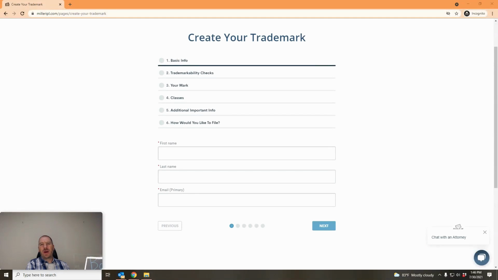So the first step to Snap Trademark is to fill in some basic information about yourself. It should be pretty straightforward. You can see here, you're going to put in your first name and your last name. This would be whoever the applicant is, whoever's going to be the owner of the trademark. So if you're filling it out on somebody else's behalf, put their information. If you're filling it out for yourself, put your own information.